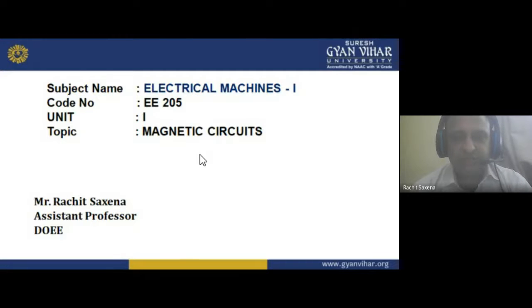In the first lecture, basically, I told you that electrical machine is an important subject, and this electrical machine comprises two parts: electrical and machines. Electrical, as we all know, works on higher power or higher wattage, and machines basically work. We have two types of machine: one is rotating, another one is non-rotating.